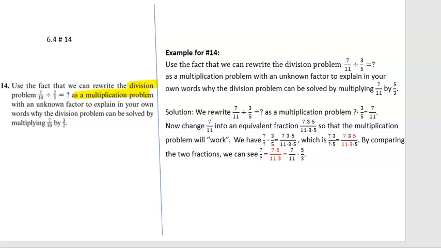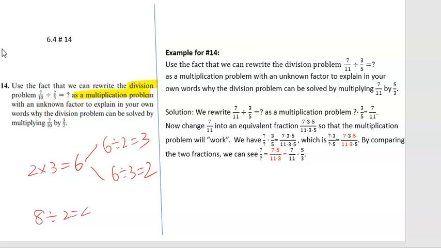For example, 2 times 3 equals 6, and you can turn this into two division problems: 6 divided by 2 equals 3, or 6 divided by 3 equals 2. Or in other words, if we are given 8 divided by 2 equals 4, we can turn this back into a multiplication question: 2 times 4 equals 8, or 4 times 2 equals 8. Whenever we're given a division problem, we can turn that into a multiplication problem.